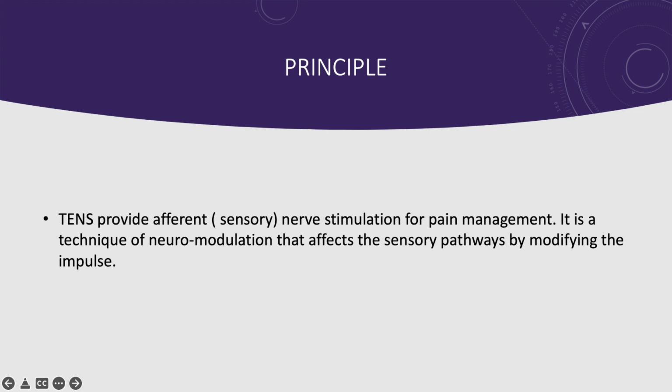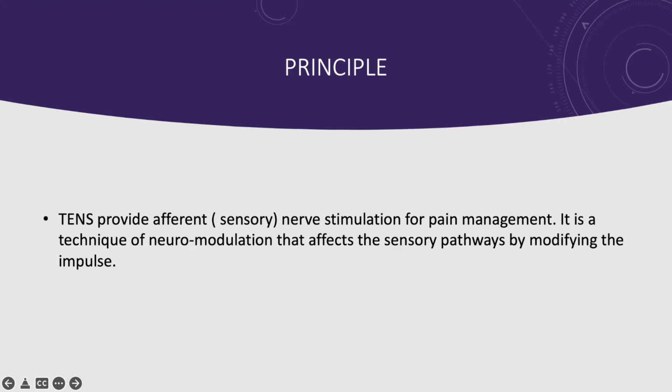So basically, the principle of TENS is that TENS provides afferent nerve stimulation to produce pain relief by two important mechanisms. One is the pain gate mechanism and the other is the endogenous opiate mechanism. We are not able to discuss the pain gate or endogenous opiate mechanism in detail in this video, but of course if you need those videos, I can come up with them maybe in the next few weeks. But for the time being, understand that TENS produces nerve stimulation for pain management through the endogenous opiate mechanism or the pain gate mechanism.